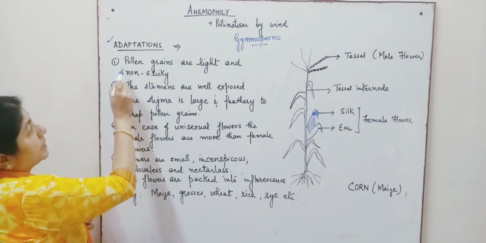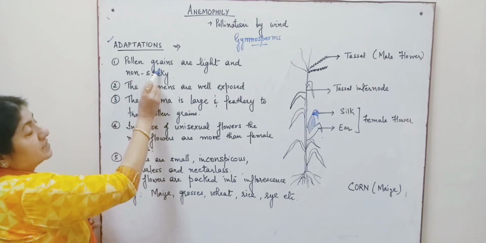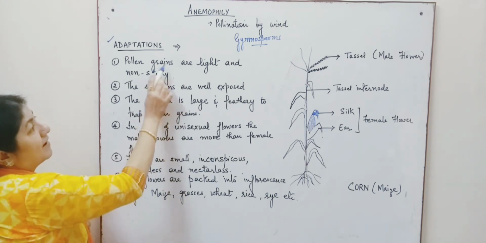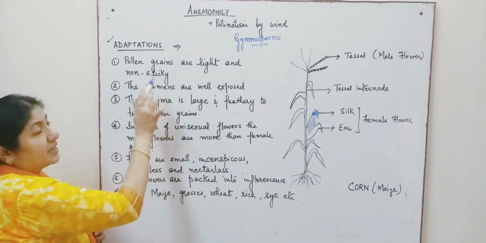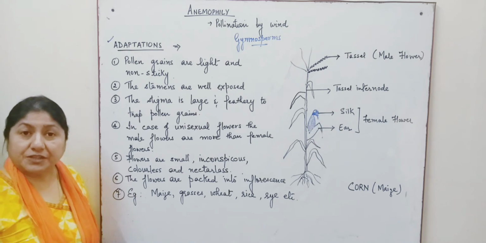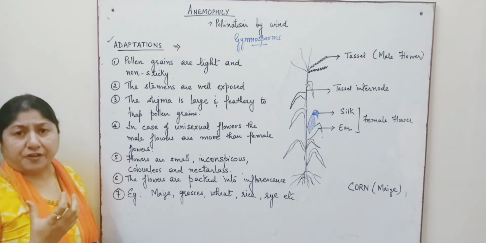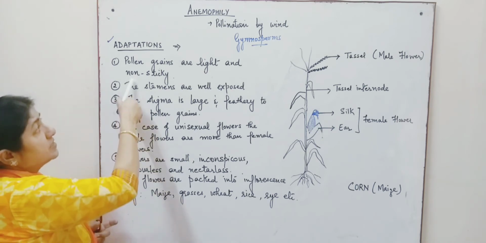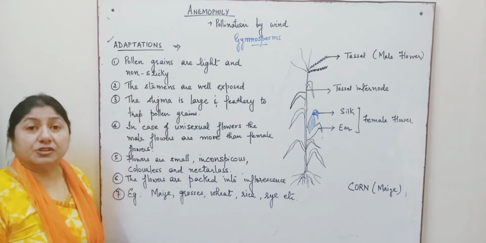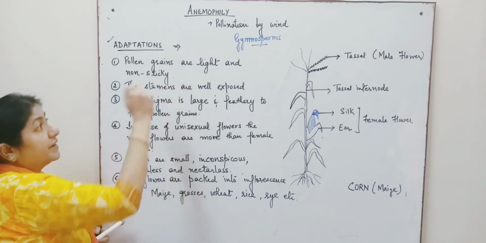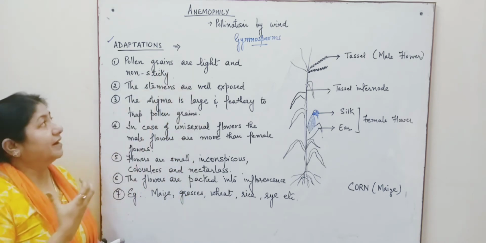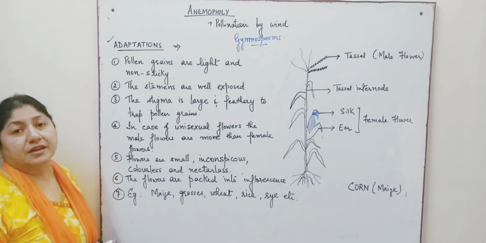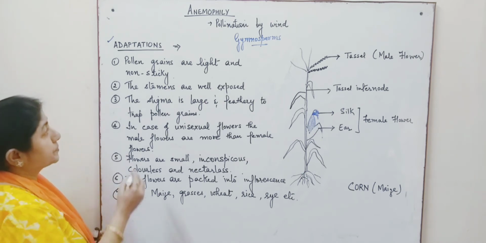So we see normally that the pollen grains which are found in wind pollinated flowers are light and non-sticky, so that they can be light in weight, so that they can be carried far and wide with the help of the wind current. And this property, that is the pollen grains being light and non-sticky, enables the pollen grains to be carried far and wide.